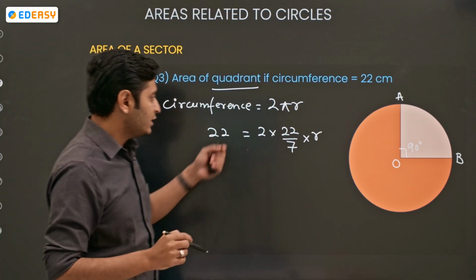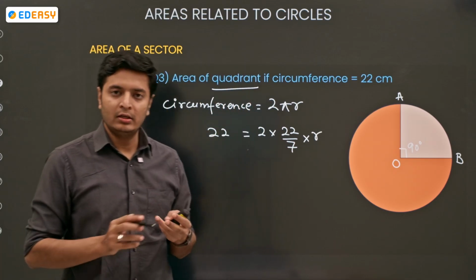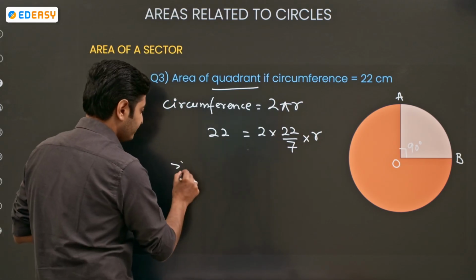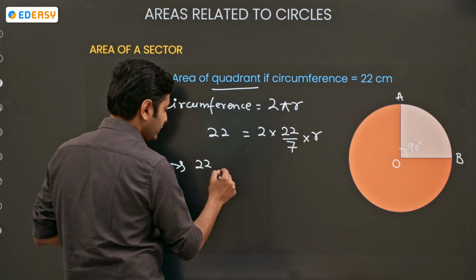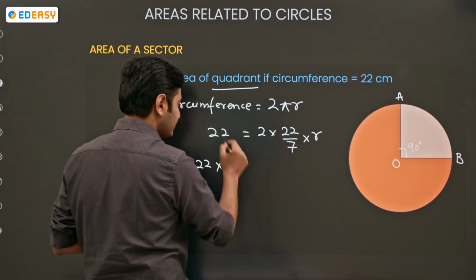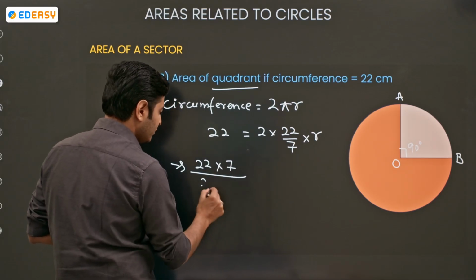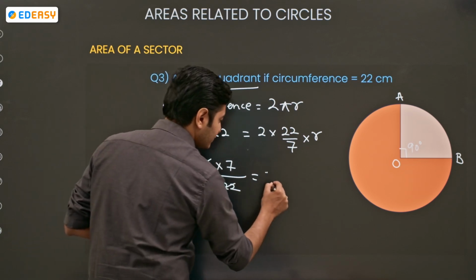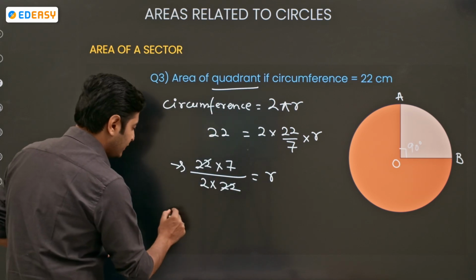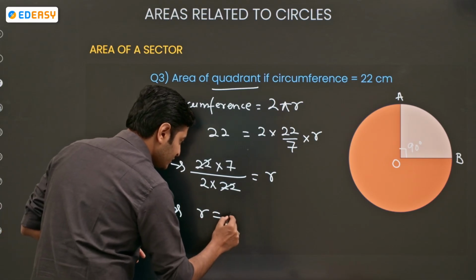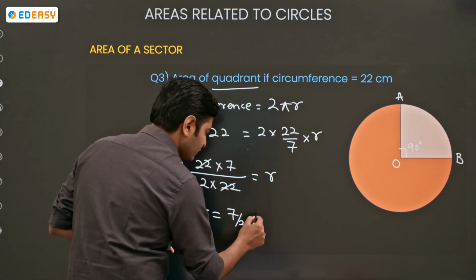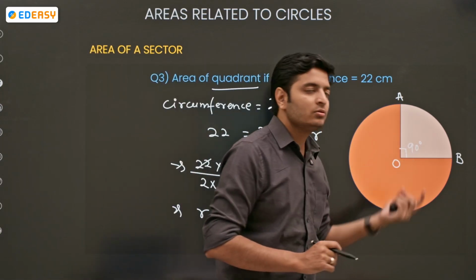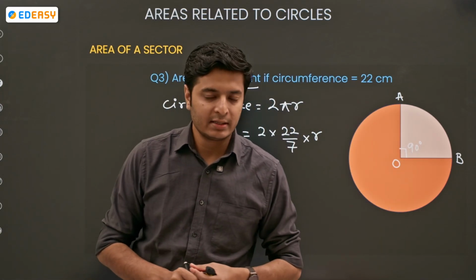So I am going to transpose every value on the left side, and I will keep only the unknown on the right side. So it will become 22 into 7, this is a division term, it will become multiplication term, divided by 2 into 22. 22 and 22 can cancel each other, this is equals to r. So the value of r that we are getting is 7 by 2 centimeter. I will keep it as it is, because we need to somehow find the area of this sector, no?